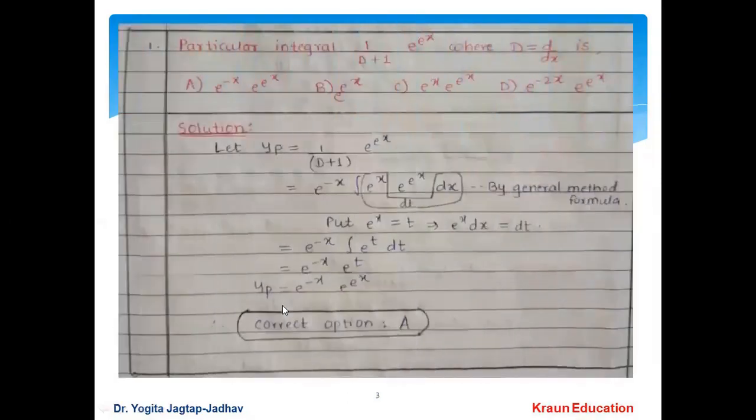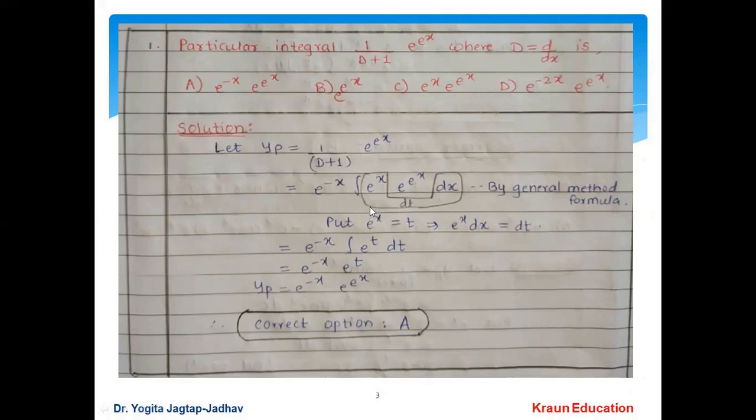Now look at the first example. Find the particular integral of 1 upon D plus 1 operating on e raised to x, where D is d by dx. One of the four options is correct. Let us see which option is correct. Here we have yp equal to 1 upon D plus 1 operating on e raised to x. By employing the general method formula, we can write it as e raised to minus x integration of e raised to x into e raised to x dx. And I have to simplify this integration first.